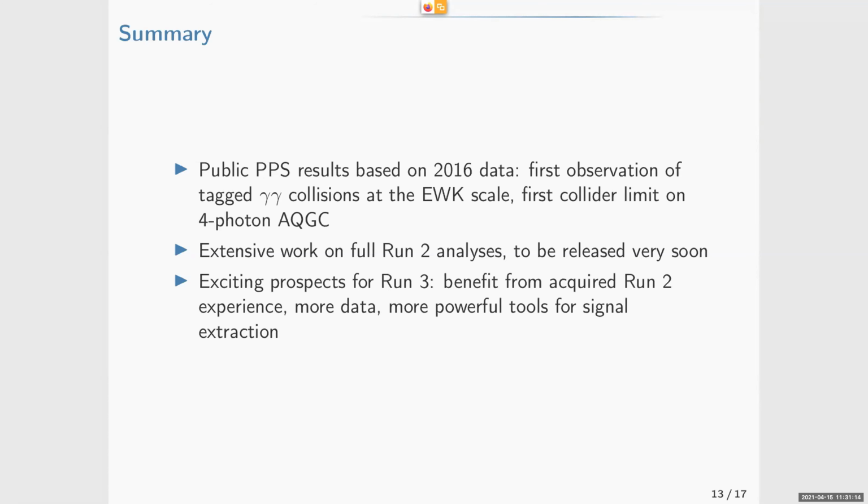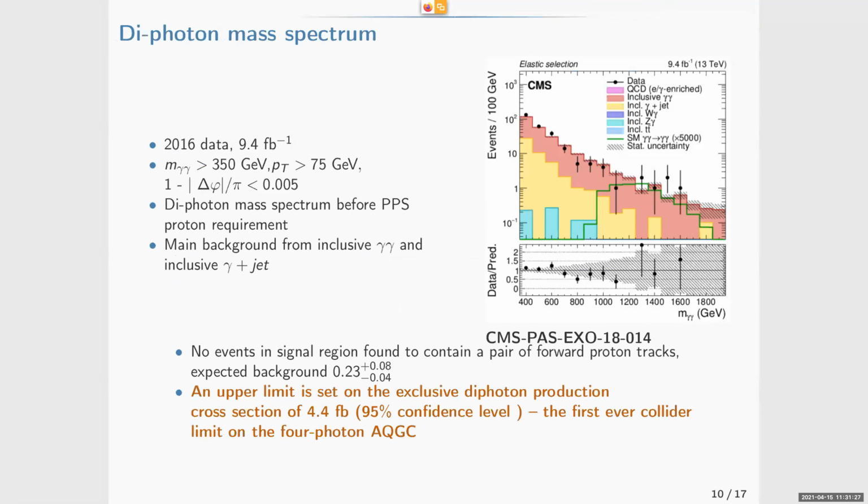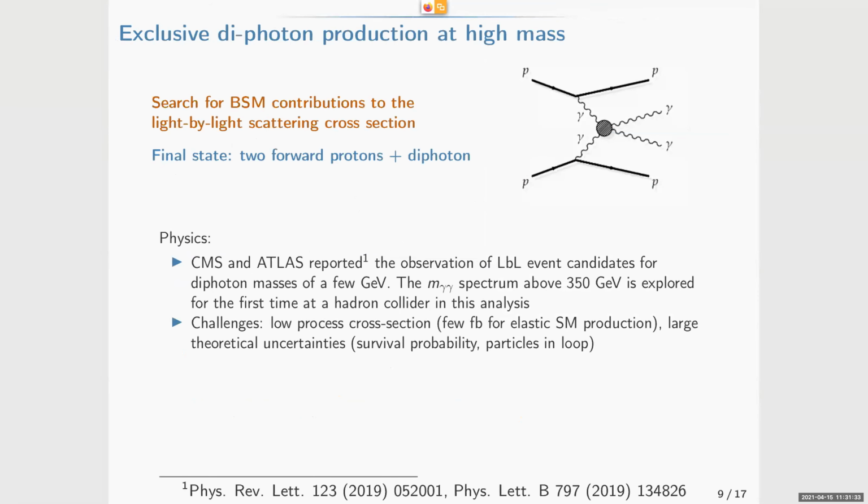Hi, thank you for the beautiful results and nice talk. I'm a bit confused by the statement that this is the first collider limit on anomalous quartic gauge coupling for four photons. I mean, hasn't light-by-light scattering been observed at the LHC? And was that really not used to set a limit? I think we are speaking just about a different mass range here, as I mentioned. CMS and ATLAS, of course, were pioneering this observation, but they had candidates for diphoton masses of just a few GeV. Here we are jumping to about 350. Okay, and it's certainly the first result with tagged protons. So congratulations. Yes. Thank you.